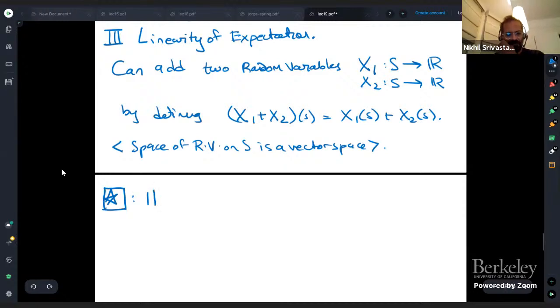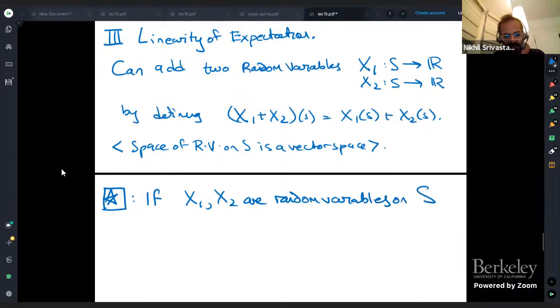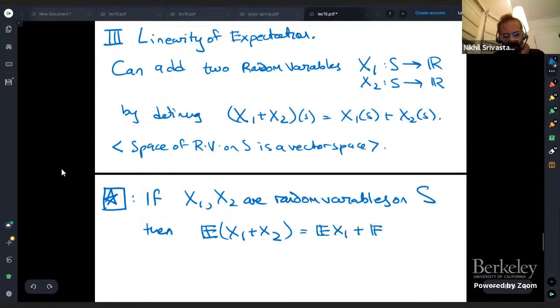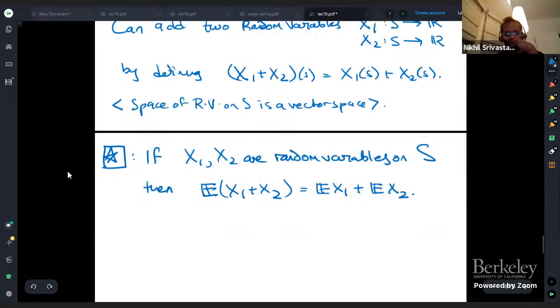It says if X1 and X2 are random variables on the same probability space, the same sample space, then the expectation of X1 plus X2 is the expectation of X1 plus the expectation of X2. So in words, what this is saying is that the average of the sum is the sum of the averages.